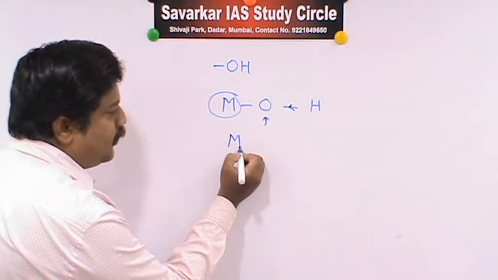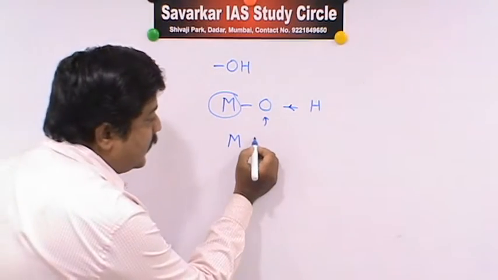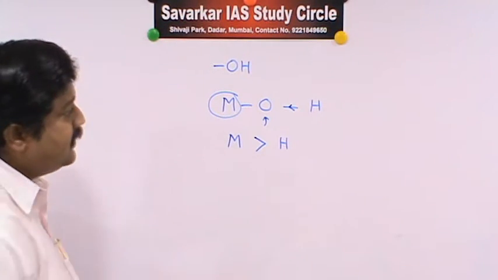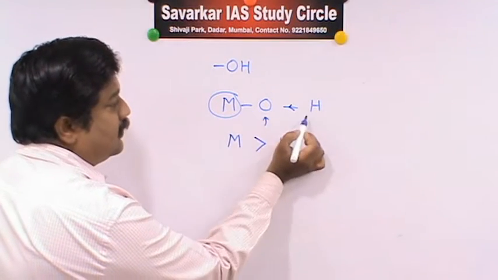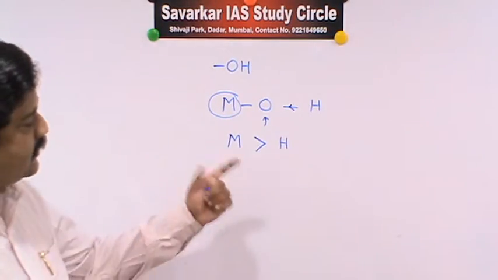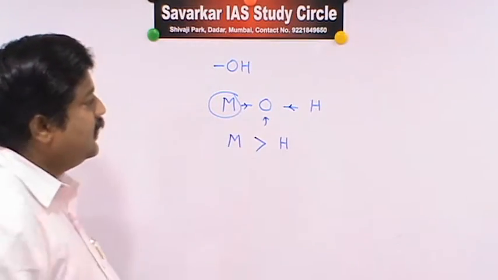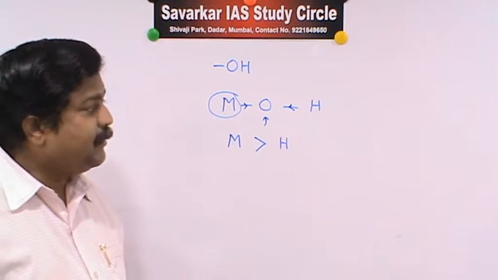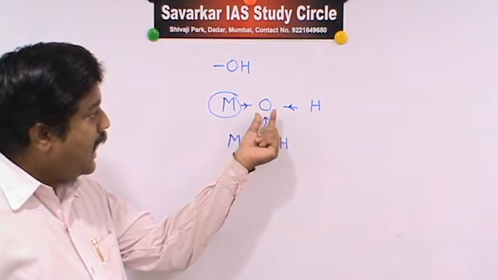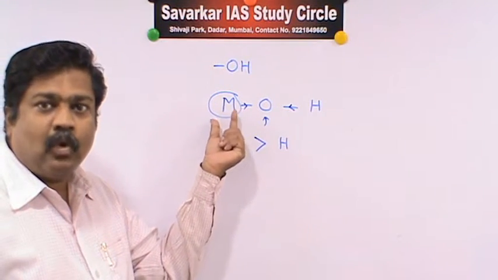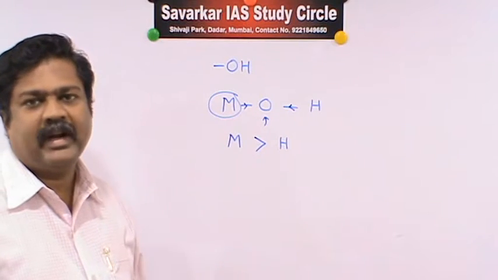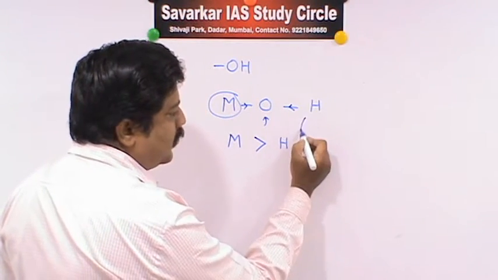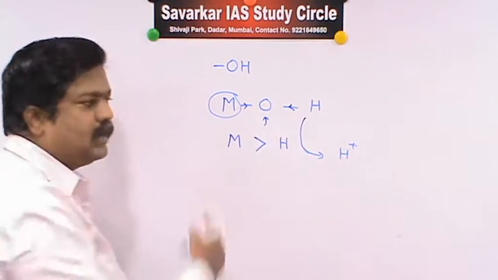If the electronegativity of M is greater than the electronegativity of hydrogen, then obviously the electron cloud will be pulled this way. Oxygen will pull electron cloud from M also. But as M is more electronegative, the O-M bond will be stronger and both will pull electron cloud from hydrogen to a greater extent. Therefore, ultimately H releases out. So H will come out, losing its electron over there.